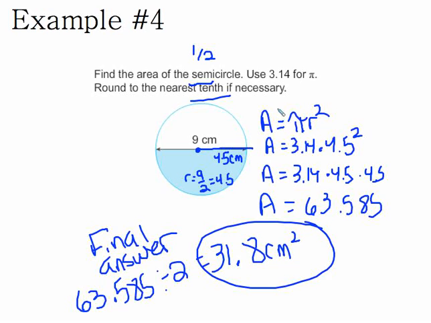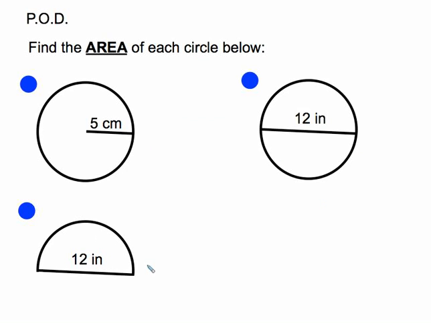Okay, now your assignment for tomorrow is the problem of the day. You're going to find the area of each of these circles here: radius 5, diameter 12, and then a semicircle with diameter 12. You should be able to use your work from this problem of the day to get the answer for this problem of the day. All right, good luck, and I'll see you guys tomorrow.